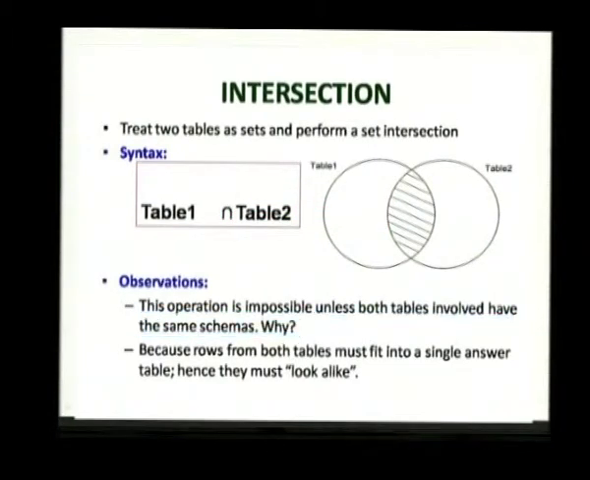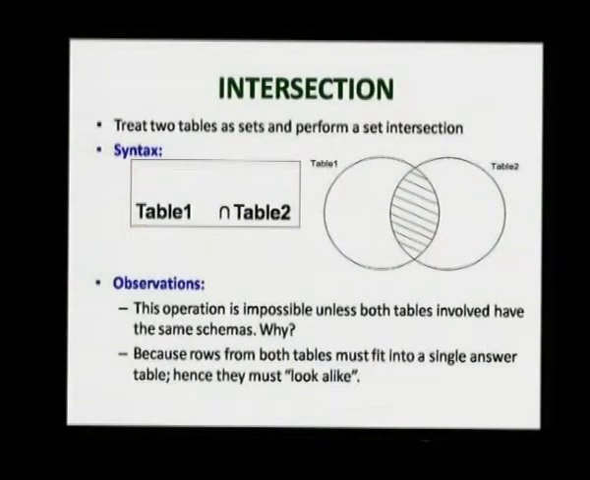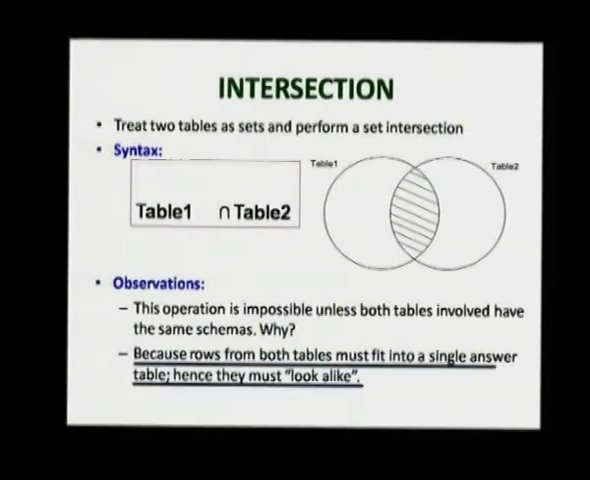This operation is impossible unless both the tables involved have the same schemas. Remember what we meant by schemas? Schemas were having the same attributes. So, they should have the same attributes, otherwise you cannot do intersection. This is what we called compatible, or union compatible, which we already discussed in the first lecture on relational algebra. Because rows from both tables must fit into a single answer table, they obviously have to be of the same schema and must look alike.